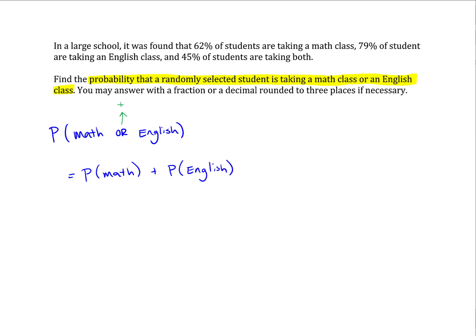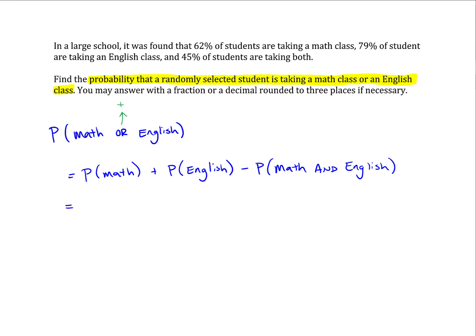But there's the possibility for overlap. It's entirely possible that a student is taking both math and English at the same time. So we need to account for that. So we have to subtract out the students that are taking math and English. And the reason is, we have students in math that are also taking English, and those students are also in the English group here that are also taking math. So they're getting counted twice in these first two probabilities. So we have to subtract them out once.